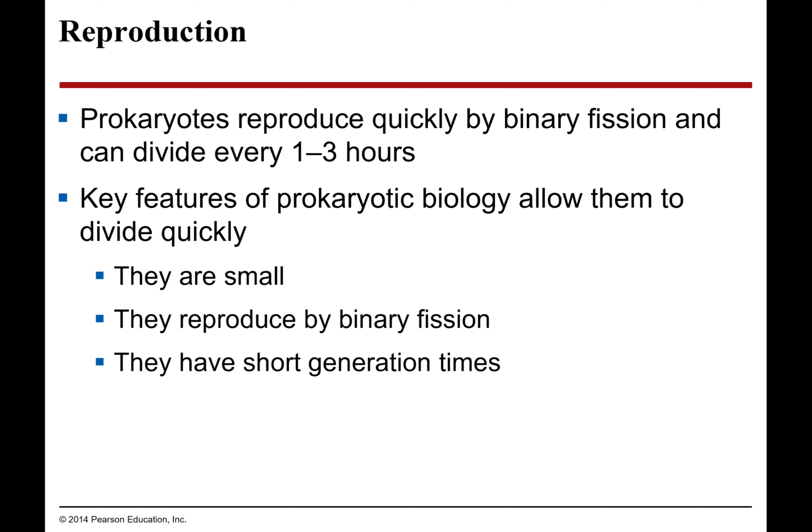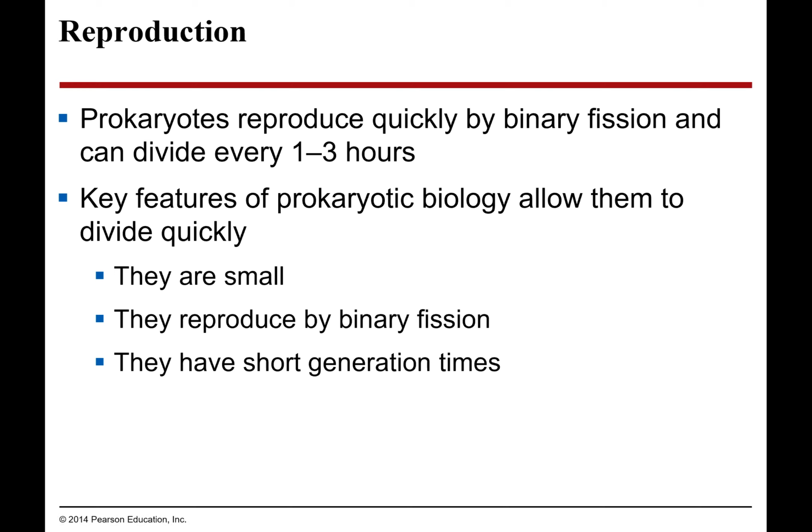So bacteria are able to reproduce very quickly. They have a very short generation time. It says on the slide there that they can reproduce every 1 to 3 hours, which is very fast. They reproduce exponentially, right? If you've ever seen a graph of that, it's like 1 divides into 2, divides into 4, and so on and so forth, right? So they divide very quickly.